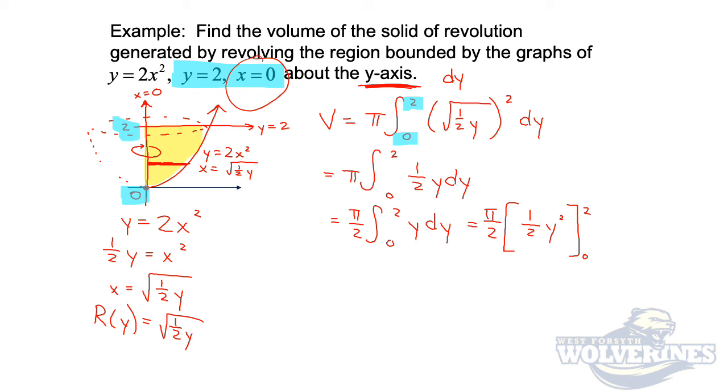So if we do the power rule, I'm going to go through this kind of quickly, but you do the power rule, it goes up to the second power over 2, right? So we've got that pi over 4 in the front. You just put those 1/2 together. And then plug in the 2, plug in the 0, and it becomes pi over 4 times 4 minus 0. It's pi, just pi. So that's the volume of the solid.